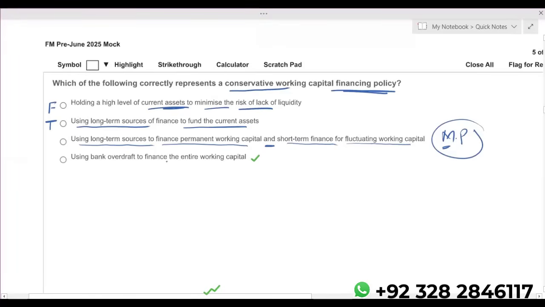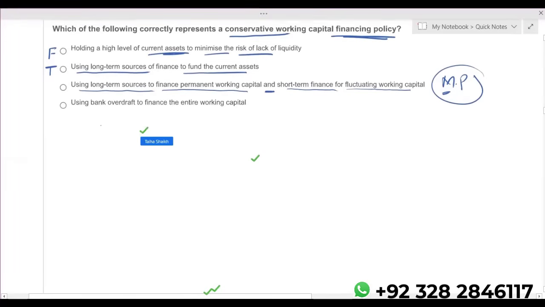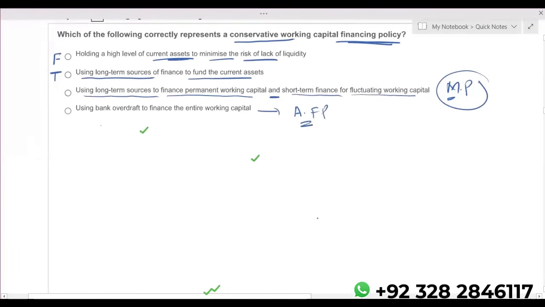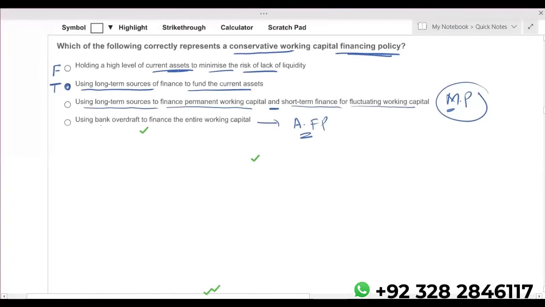Using bank OD to finance entire working capital. Can I say this is aggressive? This is an aggressive financing policy. It is not conservative. So the true answer is beta.